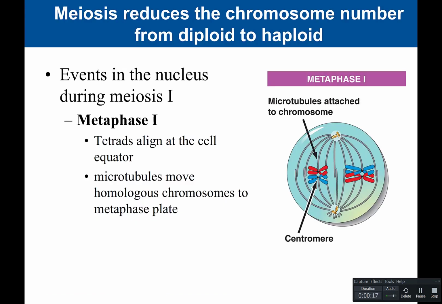Then we go to metaphase I. So you might recall in mitosis, in metaphase, the chromosomes line up single file with sister chromatids facing opposite ends. Meiosis I is a little bit different in that in metaphase I, it's the homologous pairs that line up at the metaphase plate. So the tetrads will align at the cell equator. So the homologous pairs are what are going to be separating in meiosis I. And so that's why when they line up, the tetrads line up together.